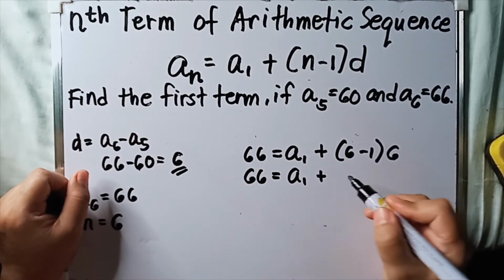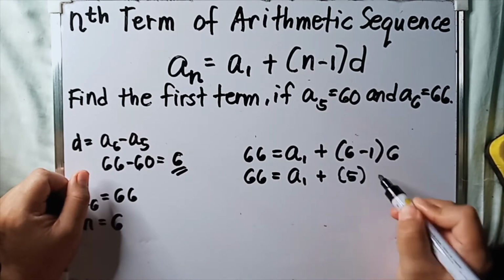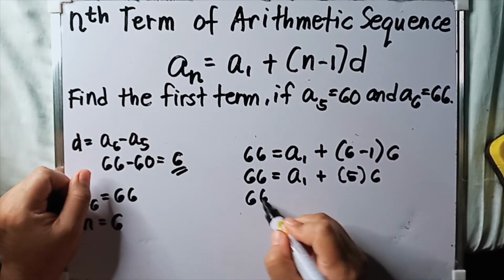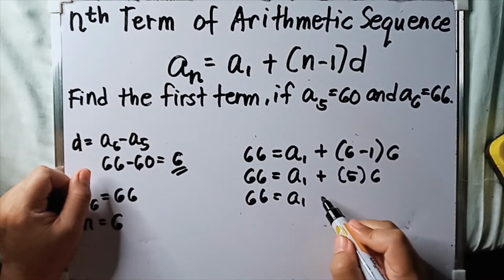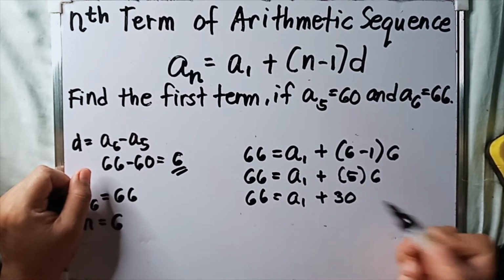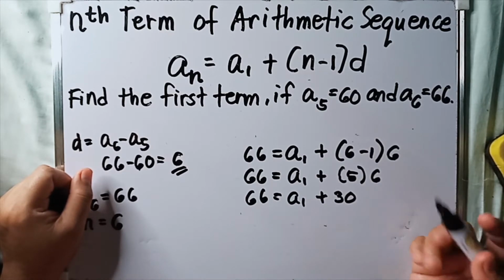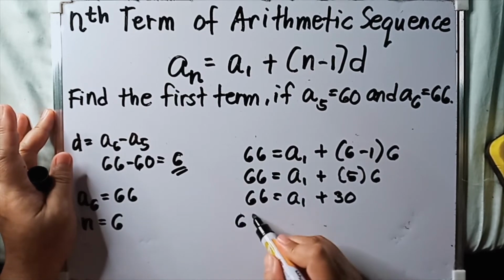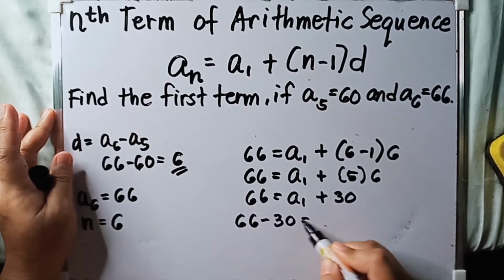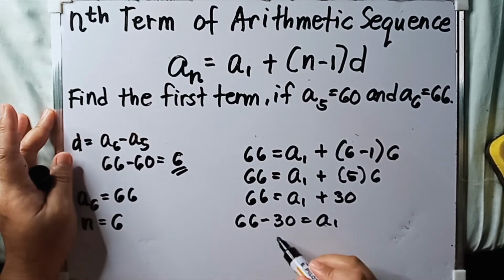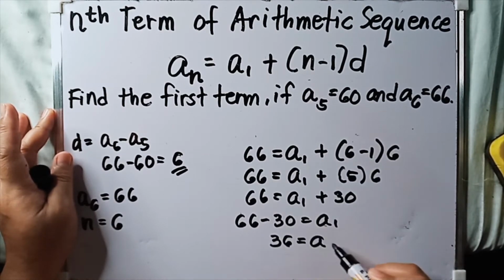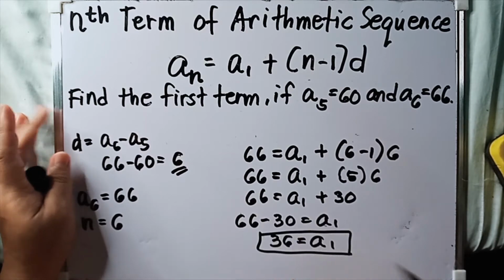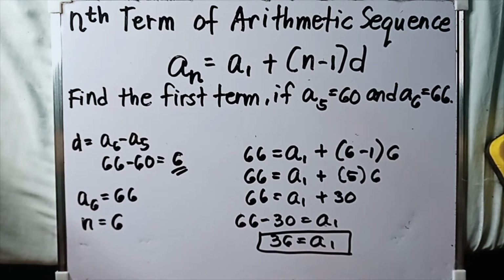Ito muna, minus muna natin ito. So, we have 5 times 6. Okay, 66 equals a sub 1. 5 times 6 is 30. So, dito kasi, mas simple na ito na muna yung transfer natin doon sa left side of the equation. So, we have 66 minus 30 equals a sub 1. 66 minus 30, we have 36 equals the first term. Okay? Since pwede natin i-apply dito yung reflexive property of equality, pwede natin sabihin na yung first term natin nga is 36.